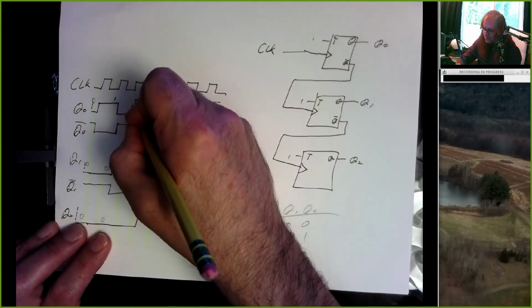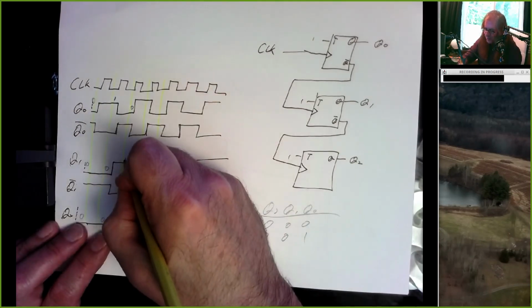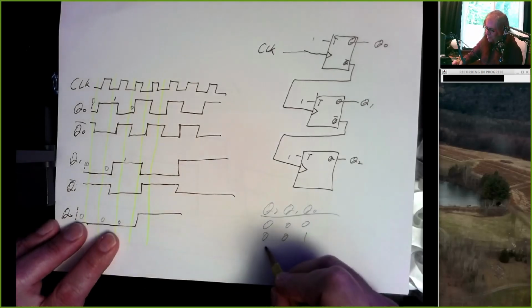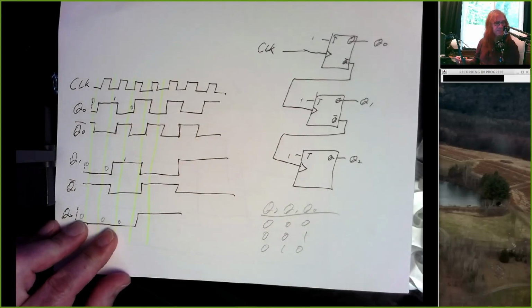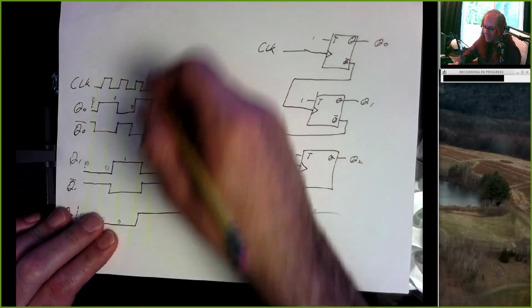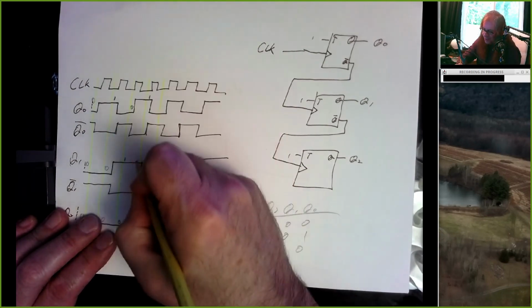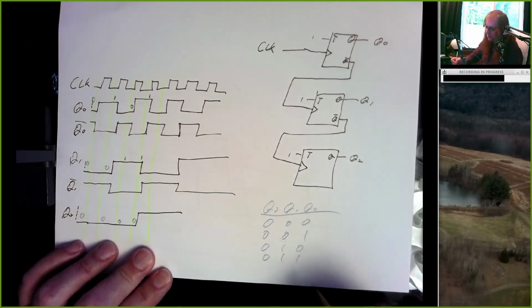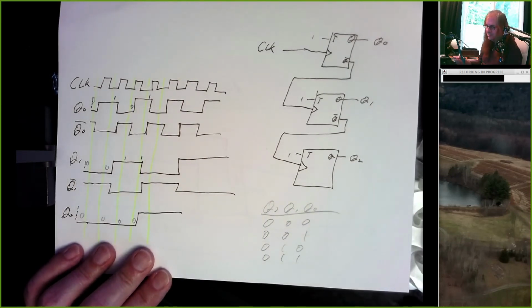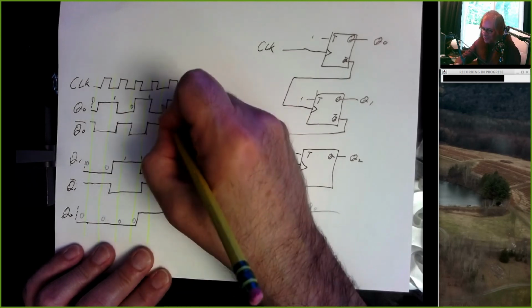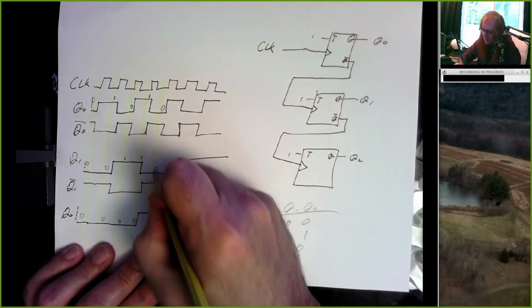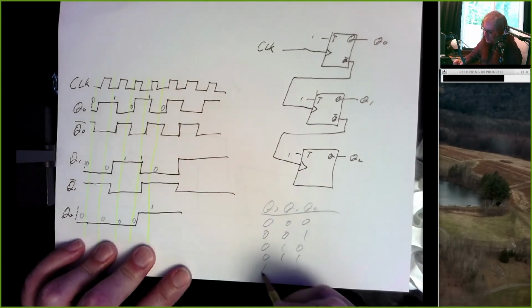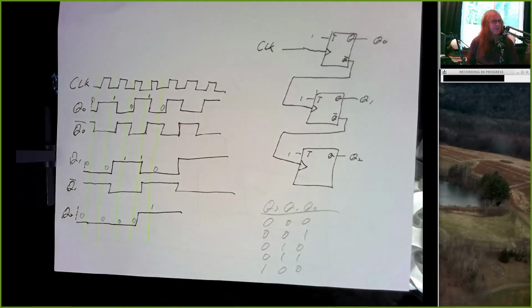At this point, Q0 was a 0, Q1 was a 1, and Q2 was a 0. Our output was 0, 1, 0. And at this point, Q0 is a 1, Q1 is a 1, Q2 is a 0. Our output was 0, 1, 1. And now at this fifth point, Q0 is a 0, Q1 is a 0, but Q2 is a 1. Our output is 1, 0, 0.